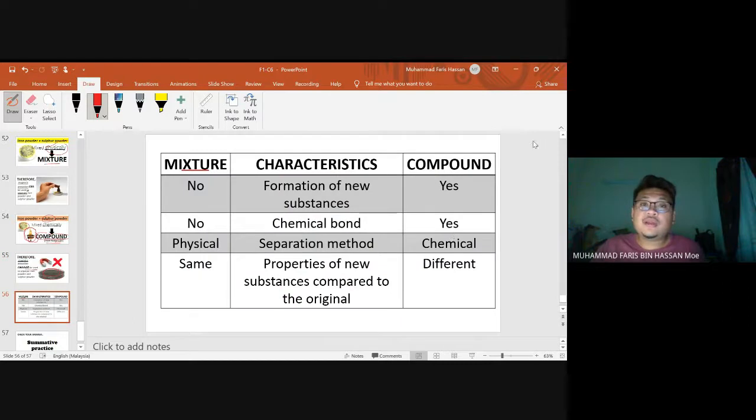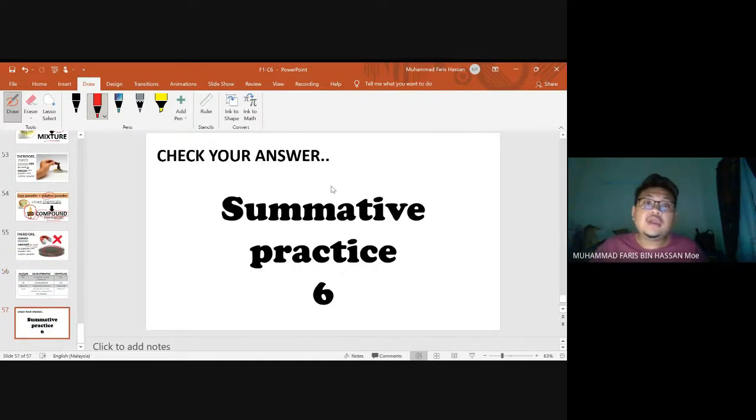So we also learned about the difference in characteristics between the mixture and compound. So we are done with our subtopic for today.